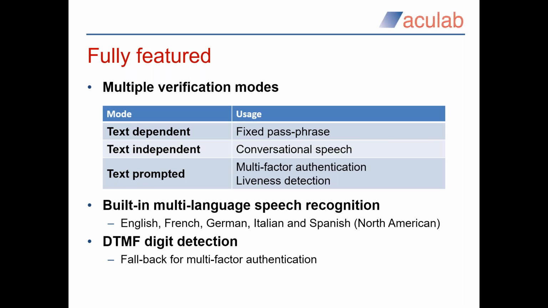And finally, text prompted. This is where speech recognition is employed along with speaker verification to create a multi-factor authentication solution. This adds an extra level of security since the prompted words can be different each time a caller uses the system. VoiceSentry comes with multi-language support for simple speech recognition built in. However, it's also possible to use an incumbent ASR provider along with VoiceSentry if required. And when capturing digits in such a scenario, it's also possible to fall back to DTMF detection.